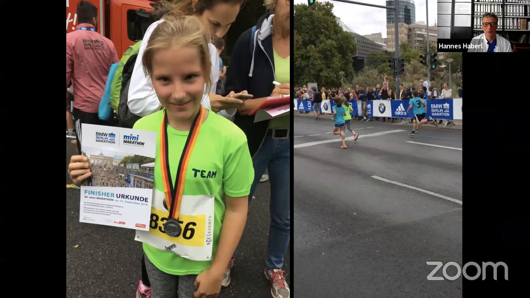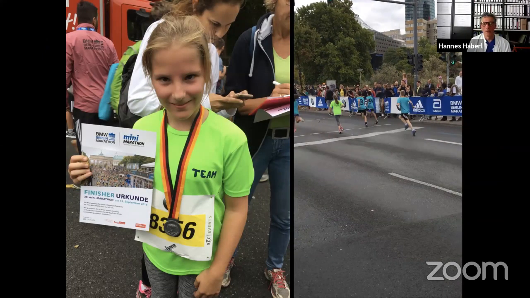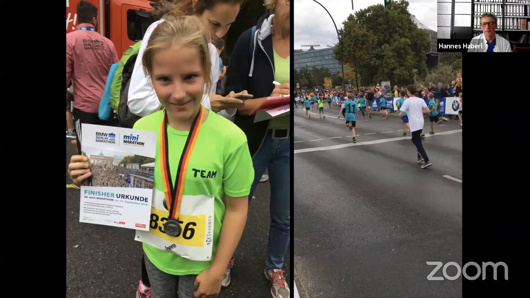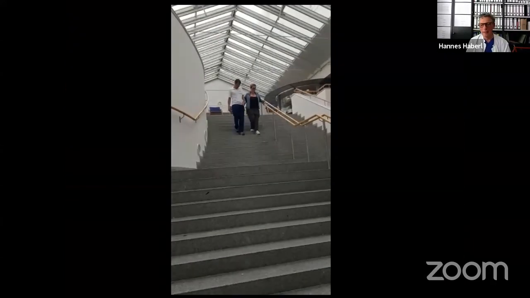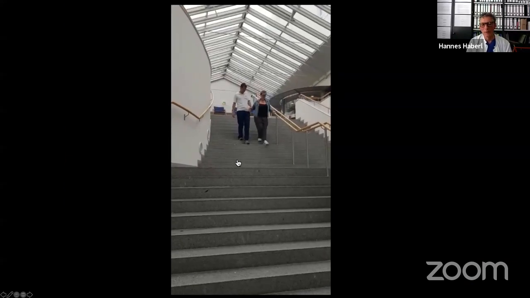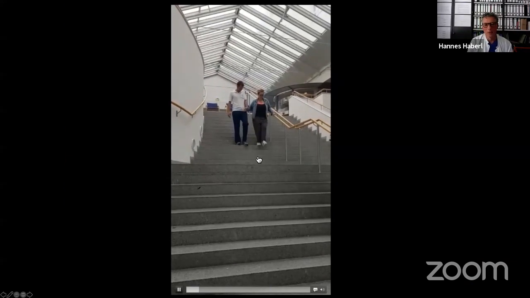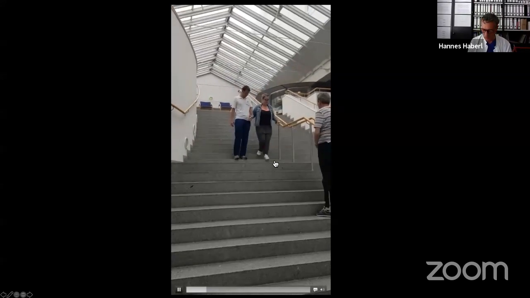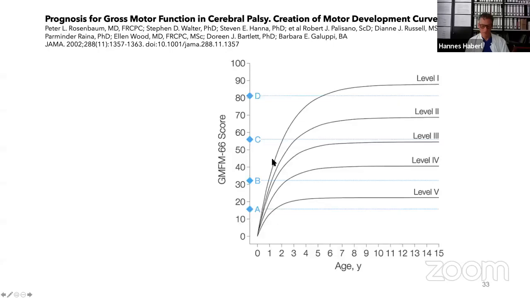Oh, it's too loud. And this is a little girl who just ran her first marathon after switching. And finally, an adult lady who for the first time walks down this stair. She never was able before to walk a stair downwards.